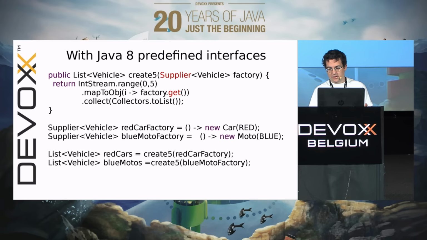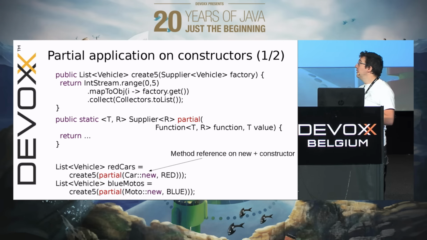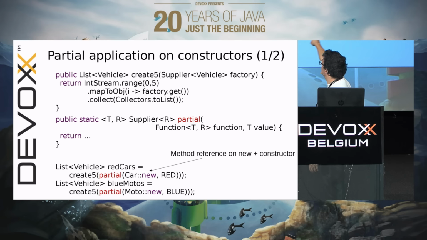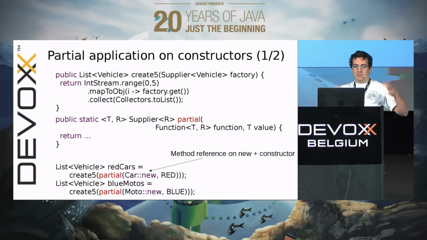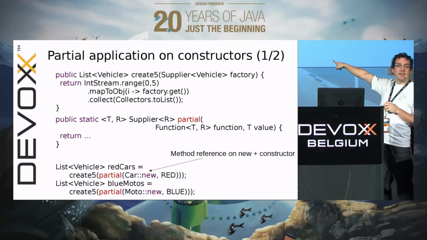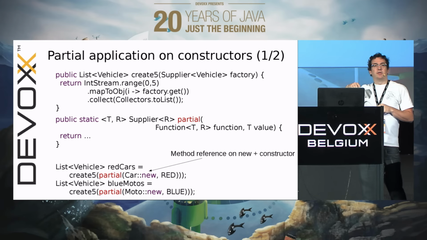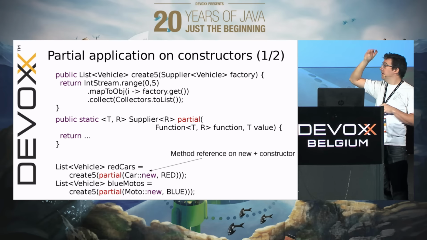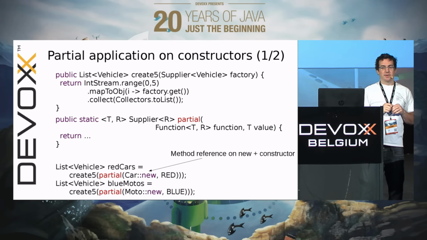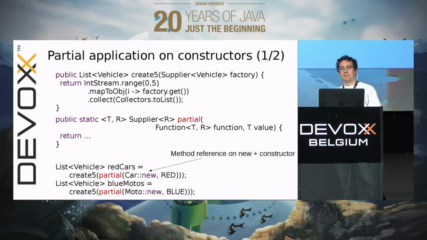I can use partial application for that, which is to define a method named partial that takes a function, a value, and returns a supplier. My function will be something like new car. We have a fancy syntax for taking a constructor and seeing it as a function. It's Car::new. It's really, really nice syntax.